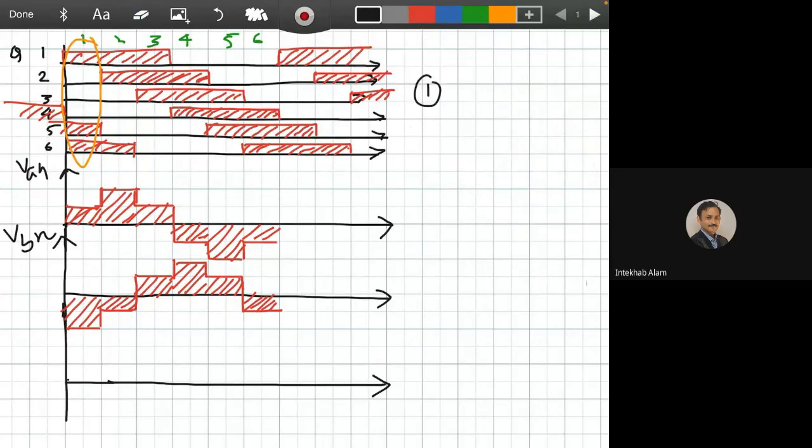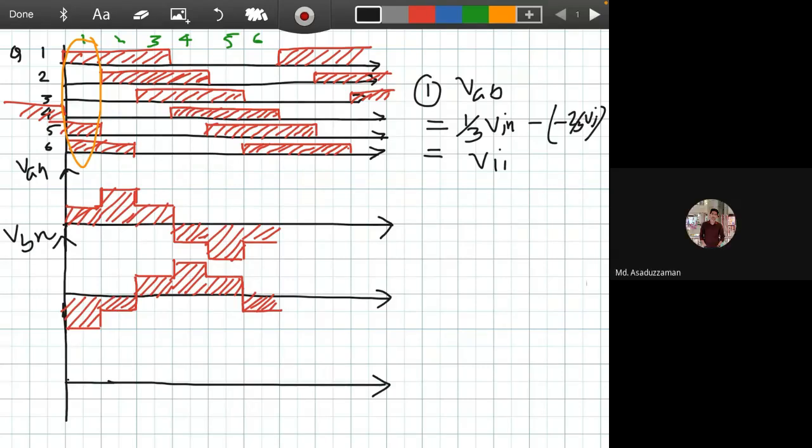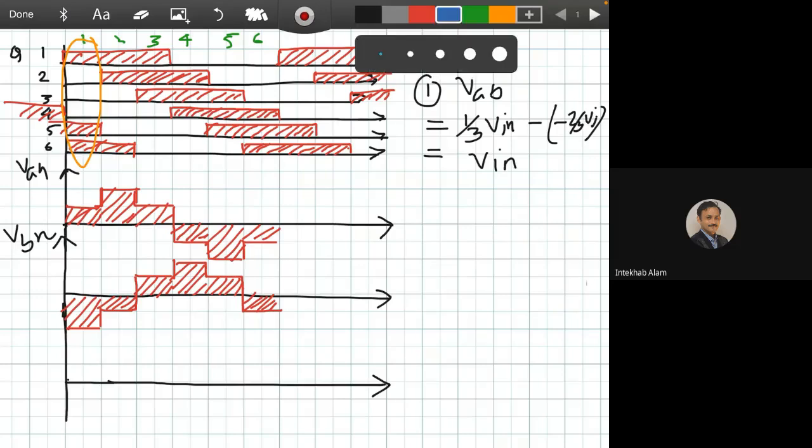For mode 1, VAB equals VAN, which is 1/3 of VIN, minus VBN, which is minus 2/3 of VIN. Okay, so what is the value of VAB in mode 1? Do you agree? Yes sir. Okay, I'm just drawing it in a blue color.